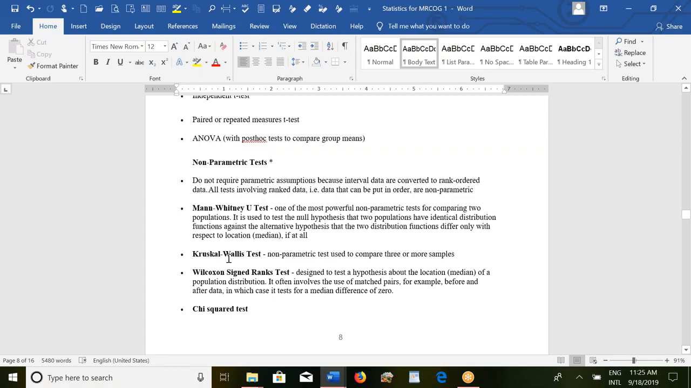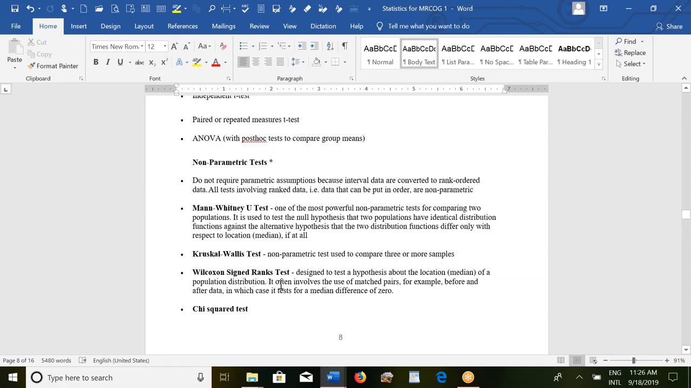Then Kruskal-Wallis test, a non-parametric test used to compare three or more samples. Then Wilcoxon signed rank test. This is designed to test a hypothesis about location. Location is the median of a population distribution. We read about the median: half the values will be above that value and half will be below it. So if one involves the use of matched pairs, for example before and after data, it's a test for a median difference of 0.